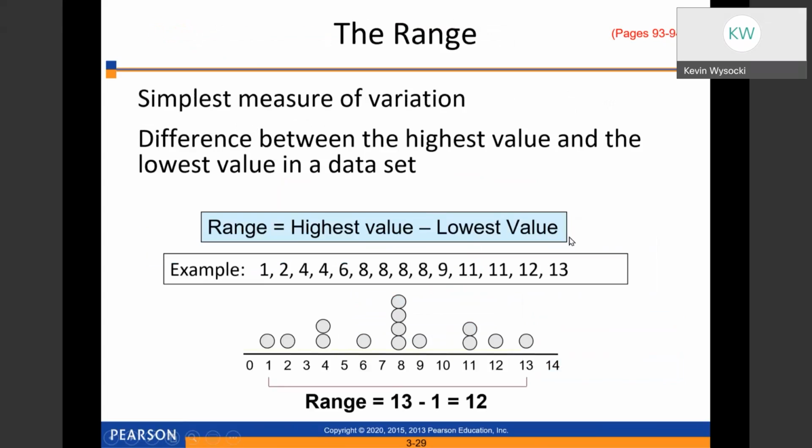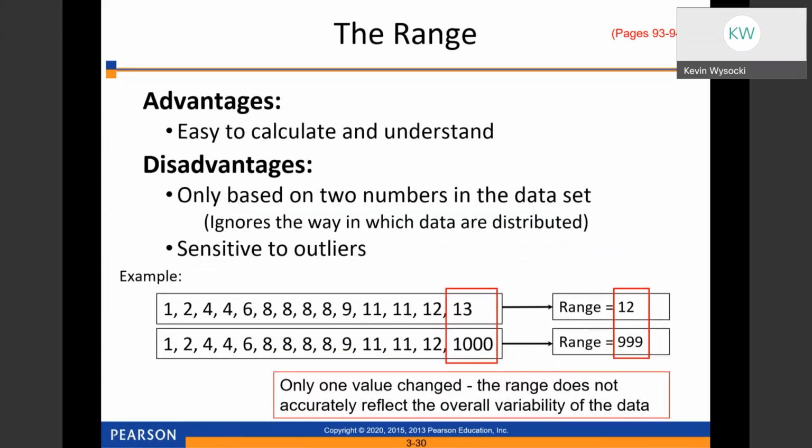So the range is the simplest measure of variation. It's defined as the highest value in the data set minus the lowest value. So in this data set here, we would subtract 13 minus 1, and we get 12. You might be able to see the problem already.